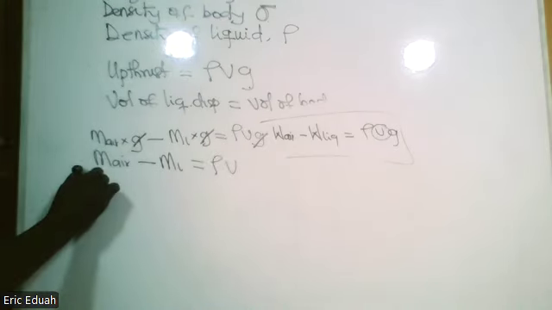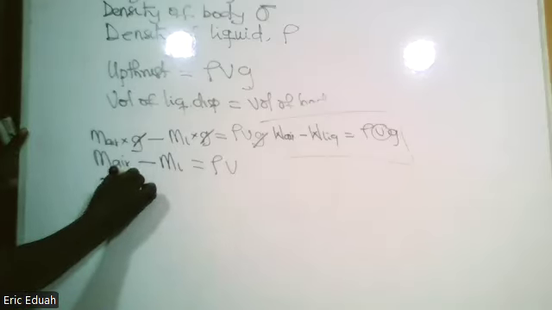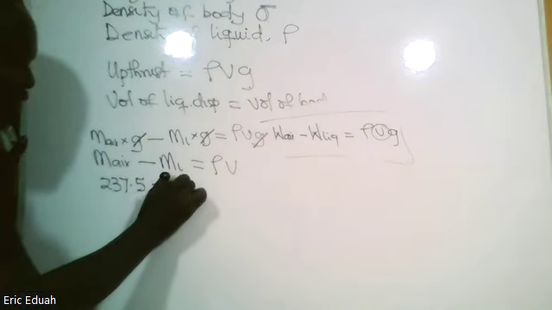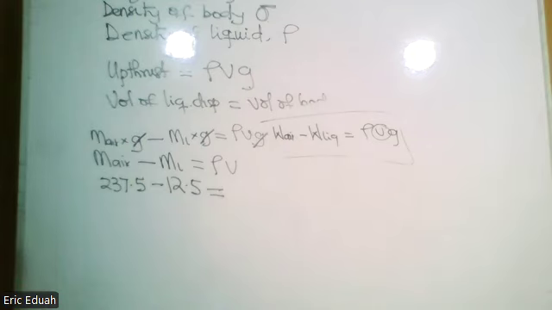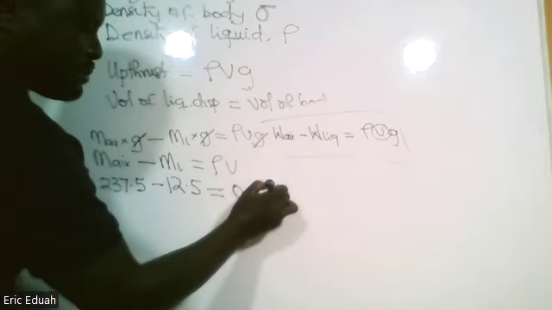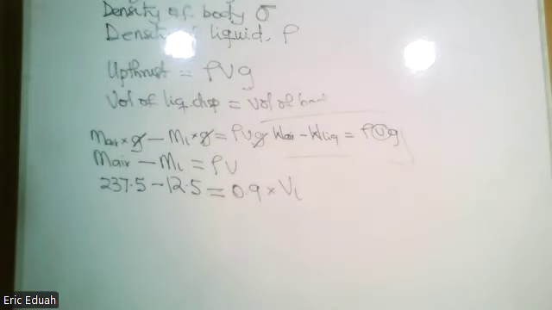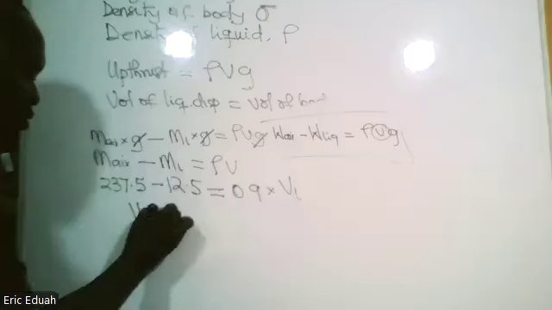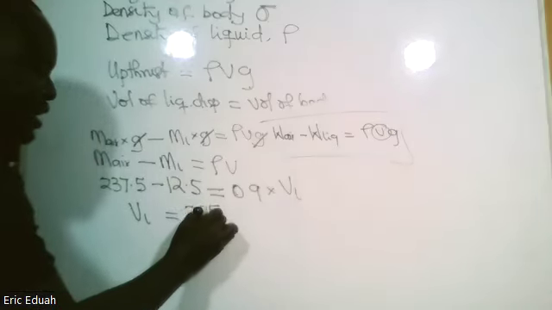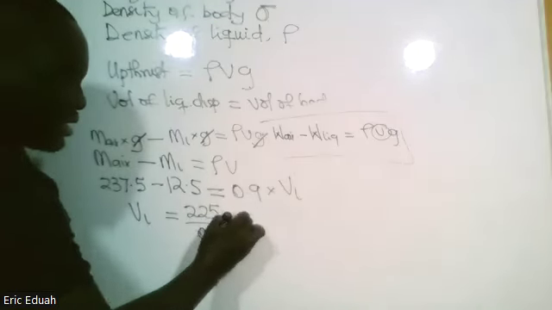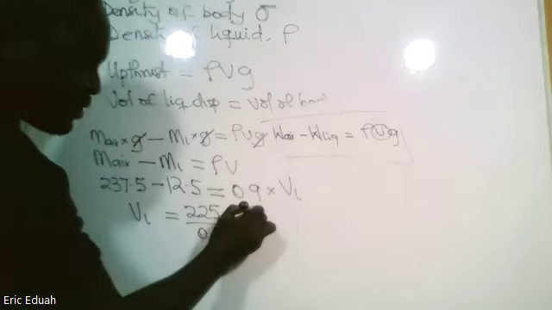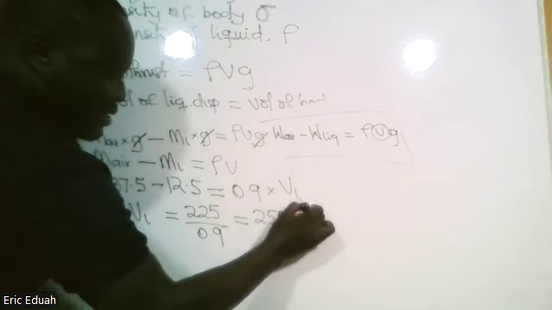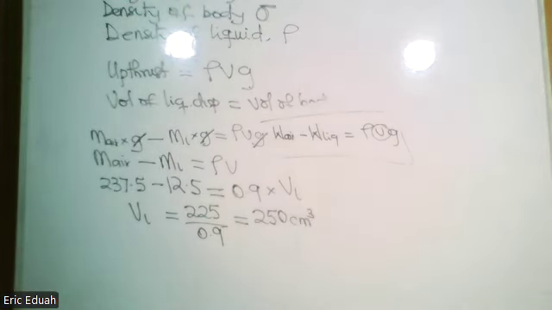So 237.5 minus 12.5 is equal to, what's the density of the liquid? 0.9 gram per cm cube, times volume of liquid displaced, which we don't know. And so VL will be equal to, I think, 225 divided by 0.9, which is equal to, I think, 250. Is that correct? Yes, please.